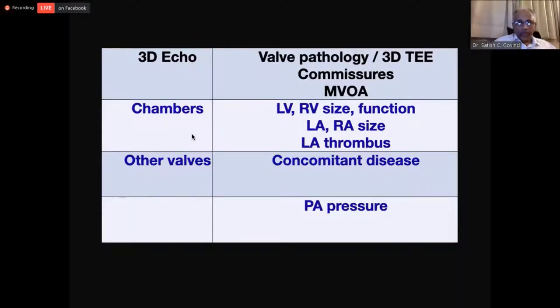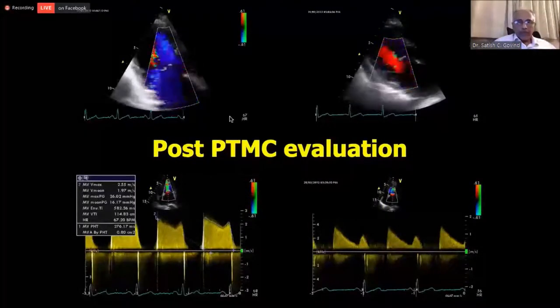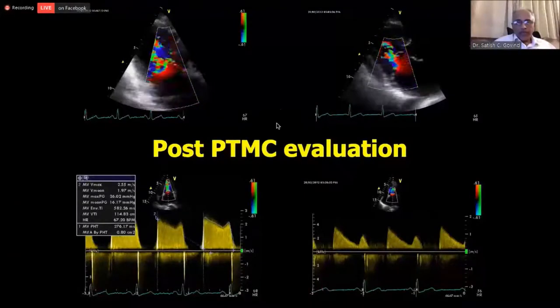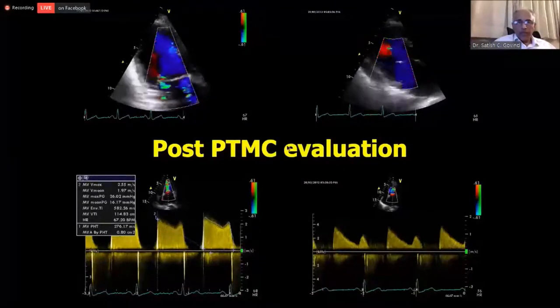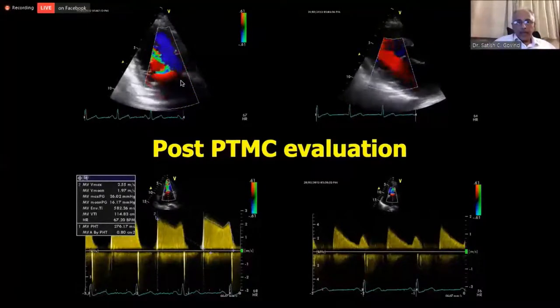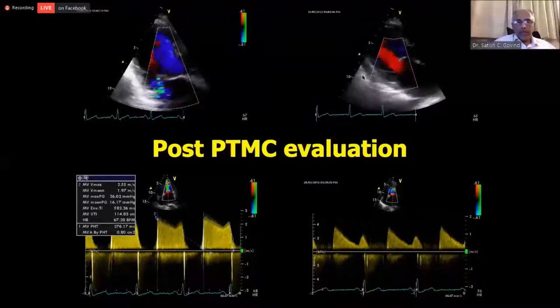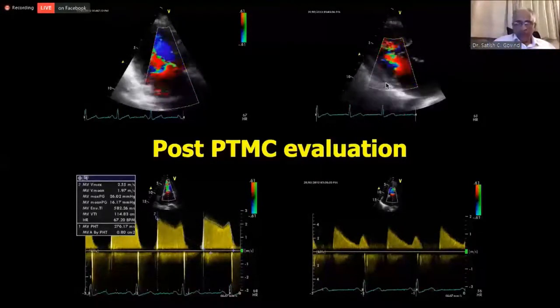And then you have the chambers in terms of assessment, and especially to look at the LA thrombus, the TEE would be very useful. And again, just like the leaky valve, the other valves' impact also should be considered. And the PA pressure, as always, is very important. Interventions here are very important as far as mitral stenosis is concerned. Post PTMC, this is a scenario where echo can tell us about complications, about success, and in guiding the interventionist. So this is where it is useful.